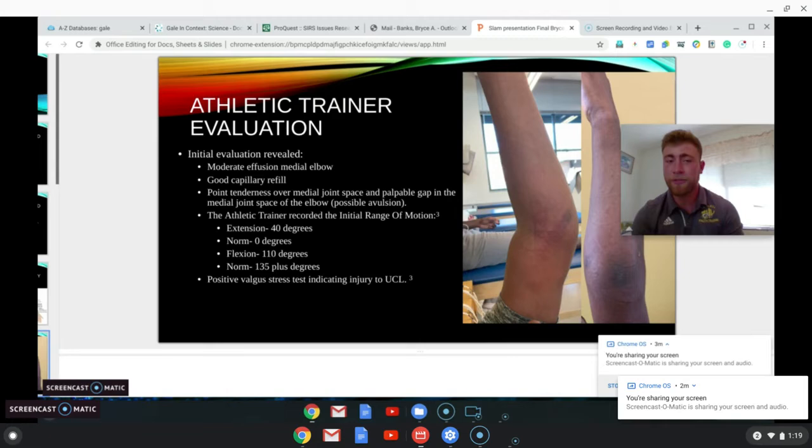The athletic trainer also recorded the initial ranges of motion. For extension, it was 40 degrees when the normal is 0, and for flexion, it was 110 degrees when the normal is 135 plus. Now, extension is going to be extending the elbow, and flexion is going to be flexing the elbow. The athletic trainer also noted a positive valgus stress test, which indicated injury of the UCL.